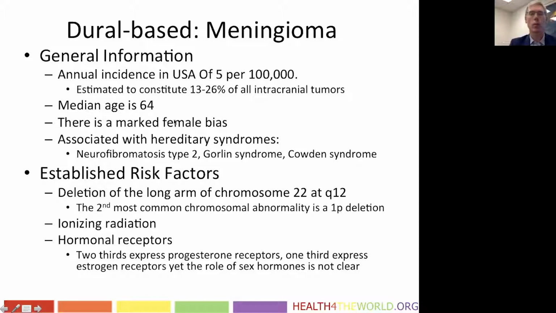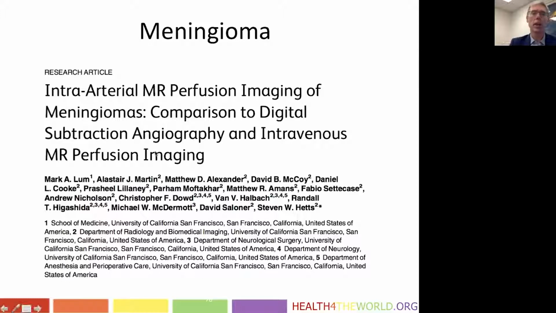Again, it affects older patients. There is a female bias, and it does have some hereditary forms associated with it, but largely they're sporadic. Patients who receive some sort of ionizing radiation at high levels will have a higher rate of meningioma formation. There's been a lot of study in this in terms of small retrospective series. This is a study that we actually did here at UCSF, looking at the role of MR perfusion in combination with angiography to better understand the blood supply to tumors and how embolization can impact how those tumors behave.